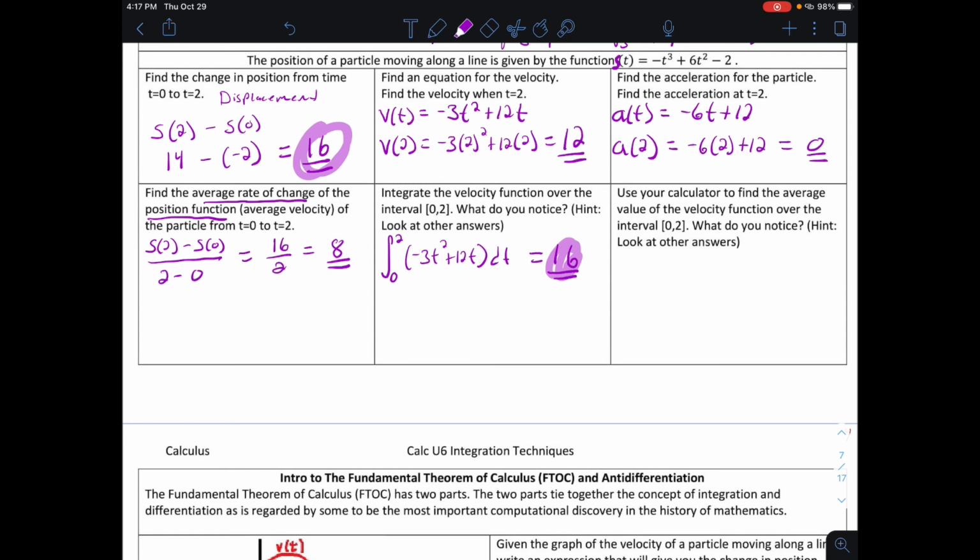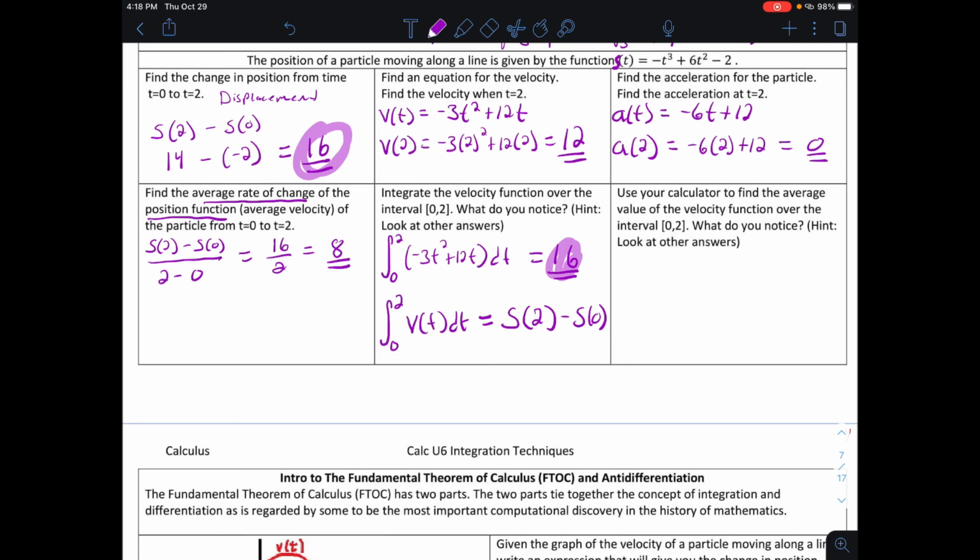And so what we can do is relate those two together and say, well, wait a minute. So when I found the value of the definite integral of my velocity equation from 0 to 2, that ended up being my displacement, s of 2 minus s of 0. Okay, well that's going to be interesting for when we get into another part.